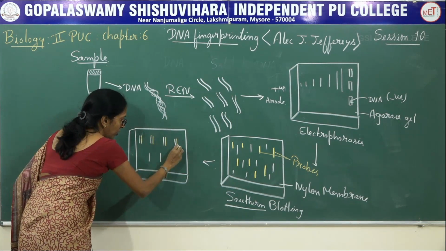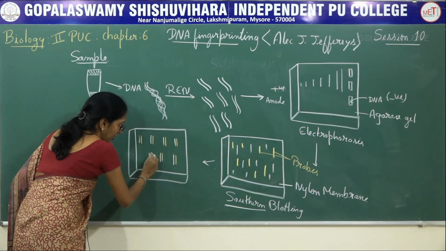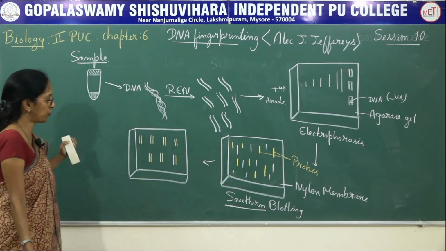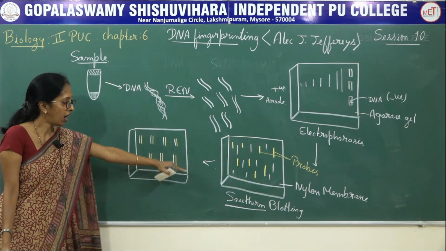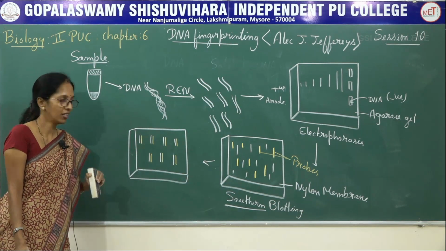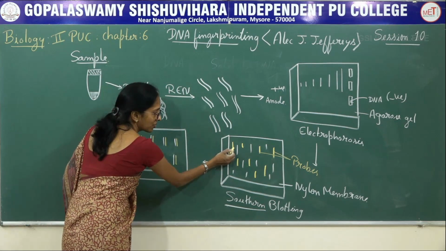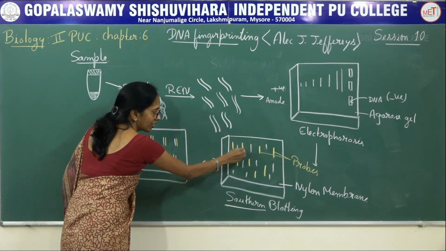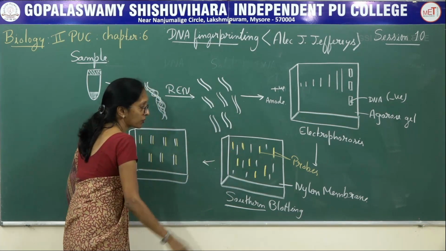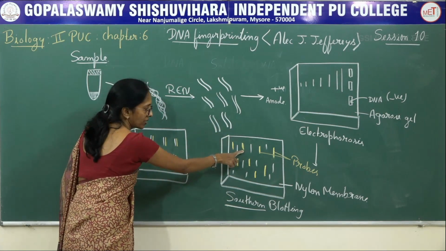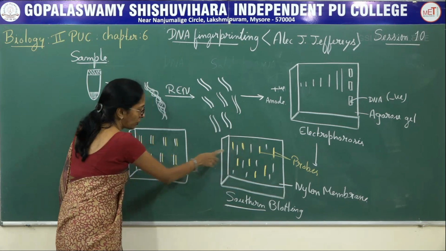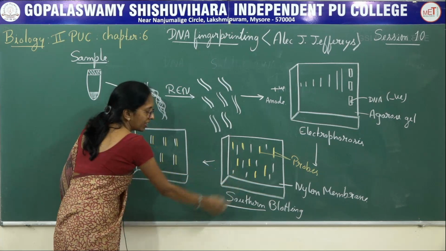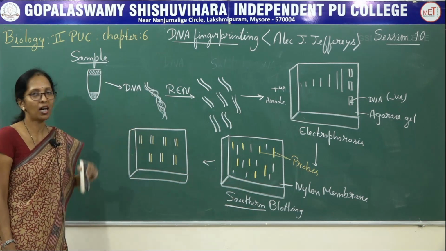Like this, because it always follows the base pairs. So, after southern blotting, what happens? Here, this is nothing but radioactively labeled single-stranded DNA probes, artificially synthesized, known as DNA probes, and these probes immediately get attached to the normal DNA fragments. This is said to be hybridization.